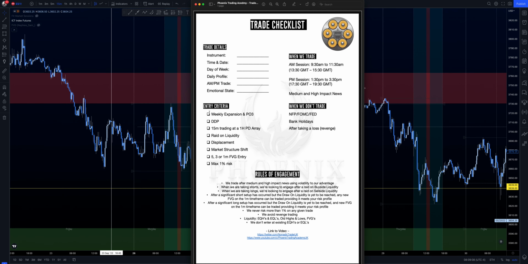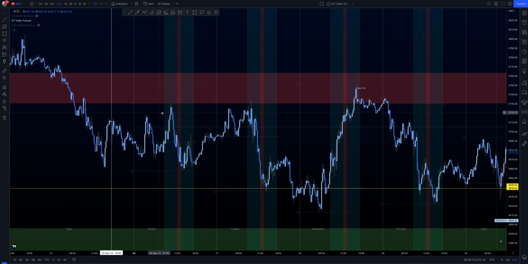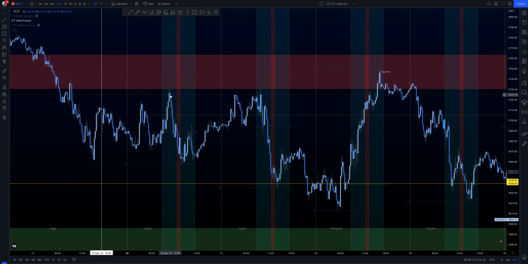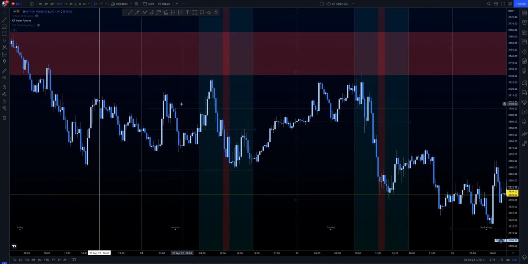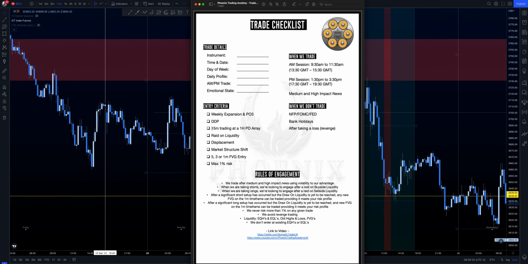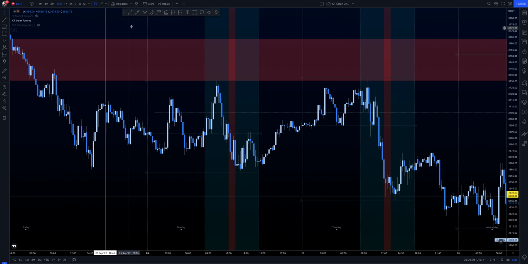And let's have a look. So the weekly expansion is to the downside. The DDP is going to be short, okay, because we've actually come back up and we've tapped this fair value gap here. Okay, sorry, this would have actually created the fair value gap. However, what we've done is we've actually traded back up into this fair value gap and we haven't taken the high. So the model is we need a 15-minute candle trading at a 1-hour PD array.